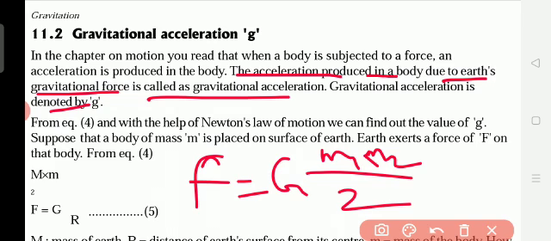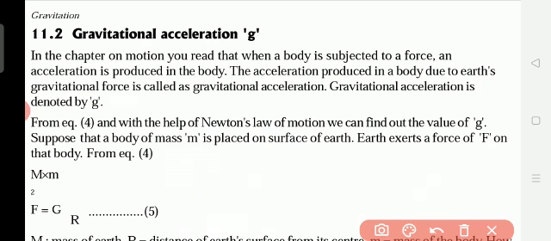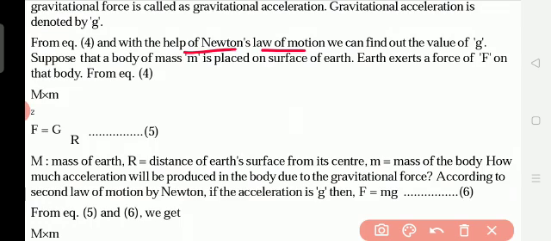So that means gravitational force is directly proportional to the mass of the bodies, but it is inversely proportional to the distance. G is the gravitational constant value. So with the help of Newton's law, if we take the equation we have already read, F is equal to capital G m1 m2 by r square, we can find out the value of G.